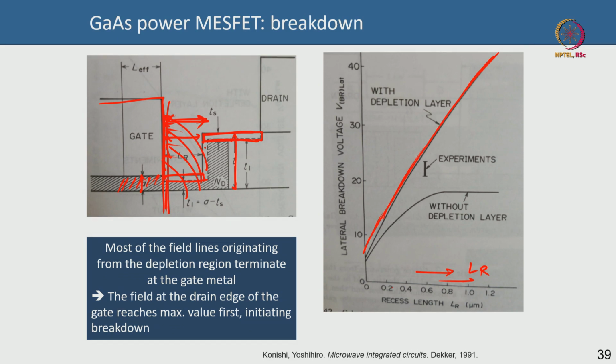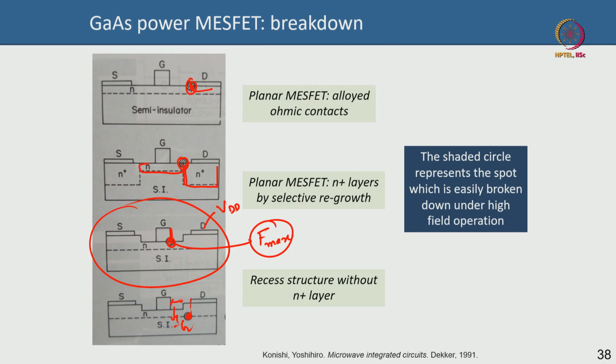If there is no depletion from the surface, then this will put a limit. You cannot increase beyond a certain point. Your breakdown voltage will be fixed, does not matter how much is your spacing between the gate metal edge and the recess edge. Okay, so you can imagine this recess, this is the LR basically, this is your LR.